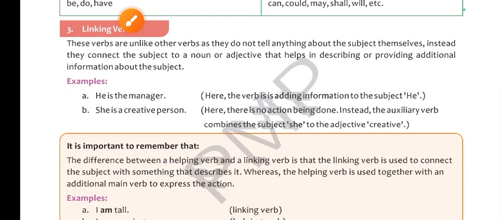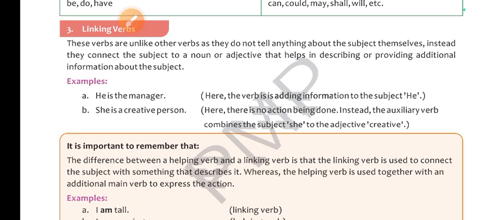What are linking verbs? These verbs are unlike other verbs as they do not tell anything about the subject themselves. Instead, they connect the subject to a noun or adjective that helps in describing or providing additional information about the subject. That's why, because it is used to link or connect the subject to a noun or adjective, we call it a linking verb.